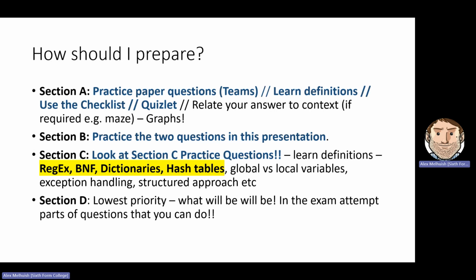So you sense that that might be a place where they make up for that by giving you more traditional section A questions on things like regex, BNF, dictionaries, hash tables and so on. But don't forget about your basic definitions, things like global and local variables, explaining exception handling, the structured approach, etc. So do look through the section C past paper questions. A lot of them will be OOP based, so you can probably ignore them.